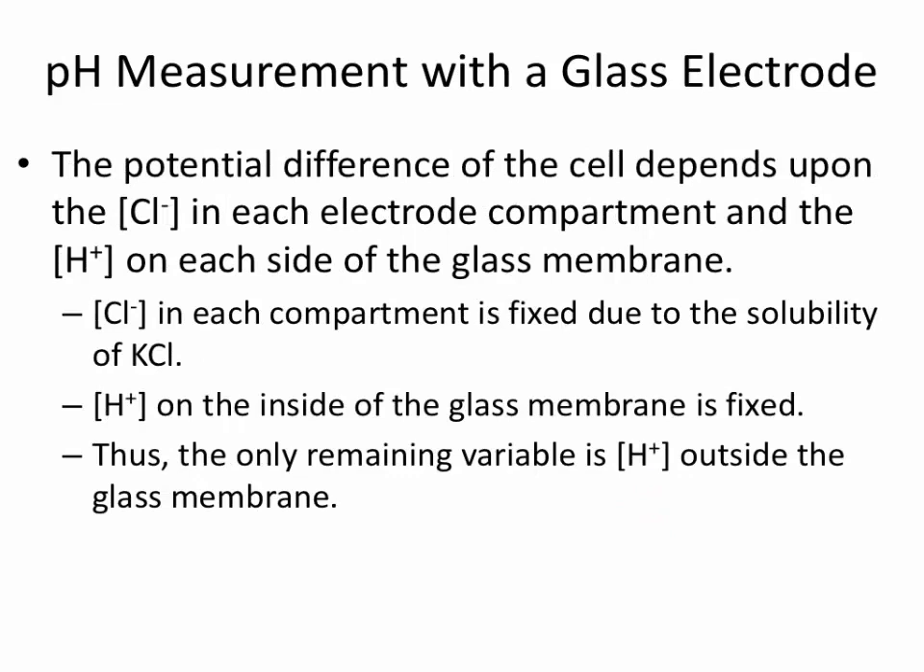And the potential difference of our cell then depends upon the chloride ion concentration in each electrode compartment and the hydrogen ion concentration on each side of our glass membrane. Now, the chloride ion concentration in each compartment is fixed due to the solubility of our potassium chloride. As long as we have some solid potassium chloride around, then the concentrations in each of those compartments will be the same for our chloride ion. And the hydrogen ion concentration on the inside of the glass membrane is fixed because we have a 0.1 molar solution. And thus, the only remaining variable is our hydrogen ion concentration outside the glass membrane.